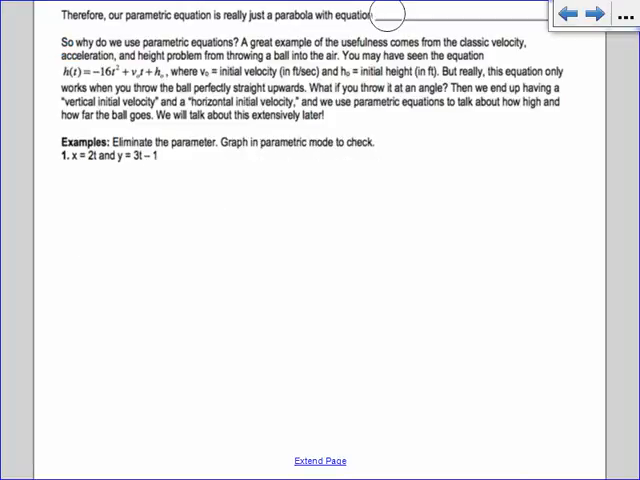So we had just a parabola with the equation y equals x squared, what was it, minus 5x plus 4? Is that what it was? Last one? Yeah. All right, so why do we use the parametric equation?